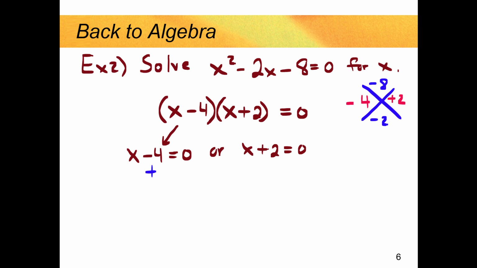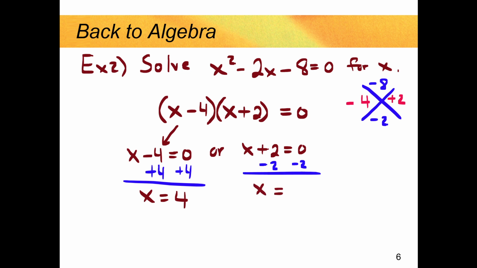And then solve them individually here. So if I add 4 to both sides, I get x equals 4. And over here, I subtract 2 from both sides. You get x equals negative 2.